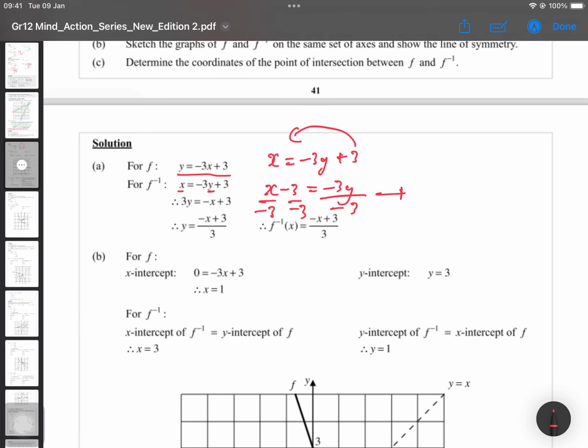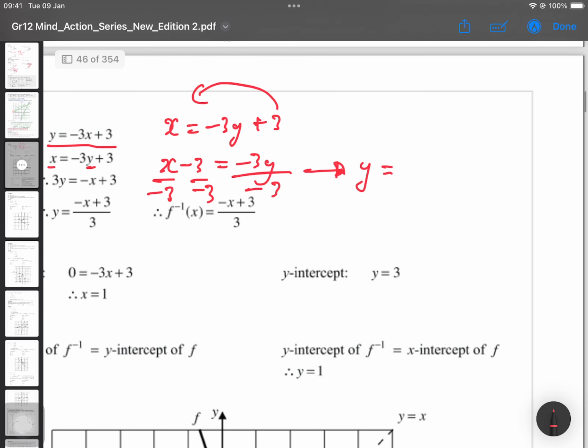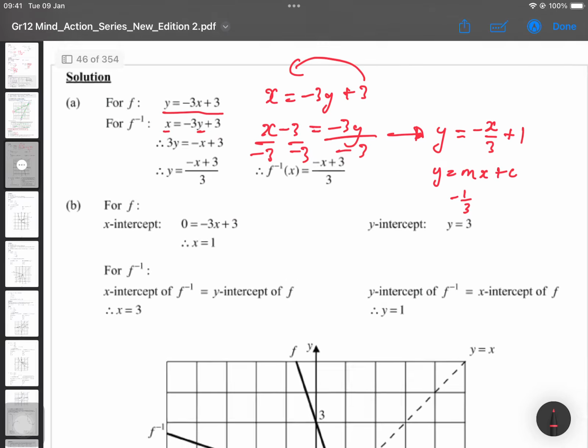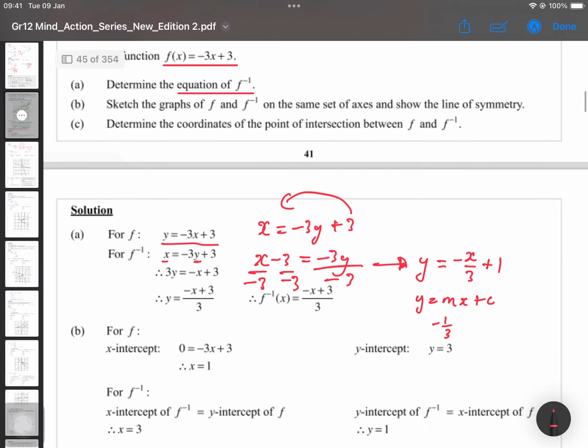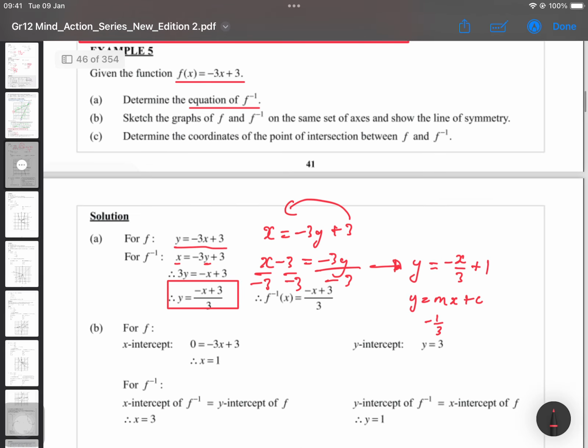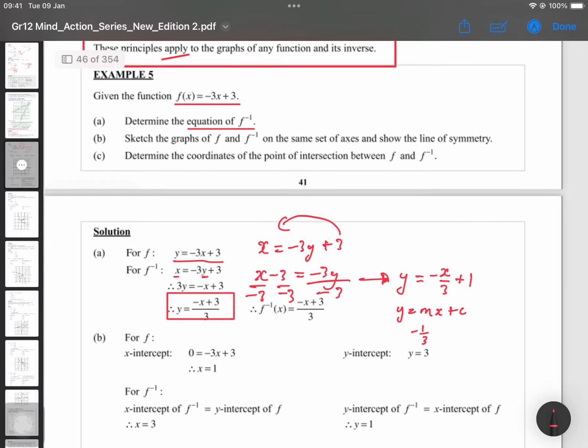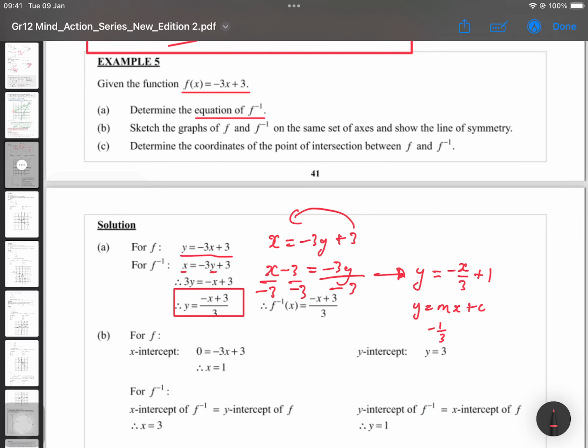So you're going to have y equals minus x over 3 plus 1. Again, y equals mx plus c. You can see your m is negative 1 over 3 in this case. That's how you find the inverse. Even if you combine them, you still sort it. Instead of dividing individually, you can divide both terms here.